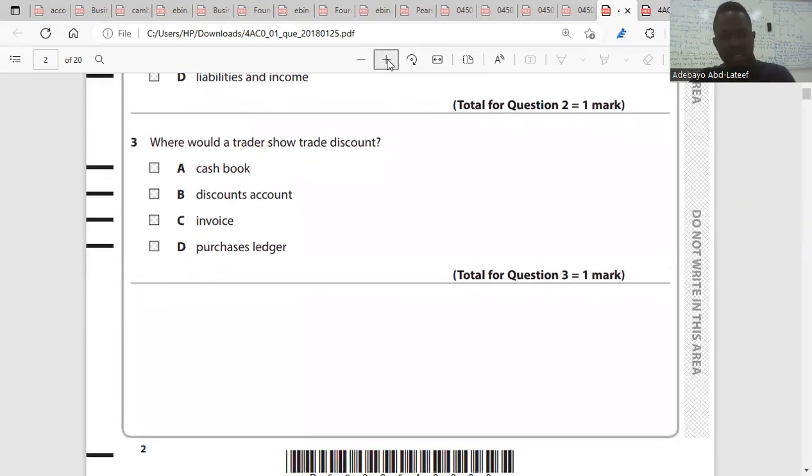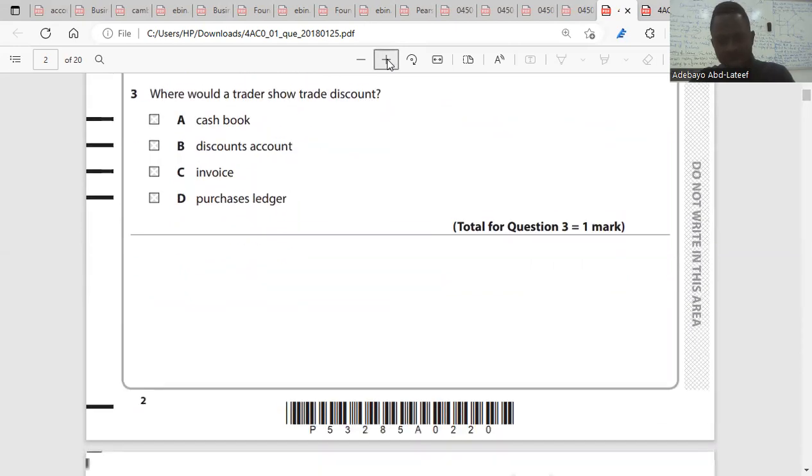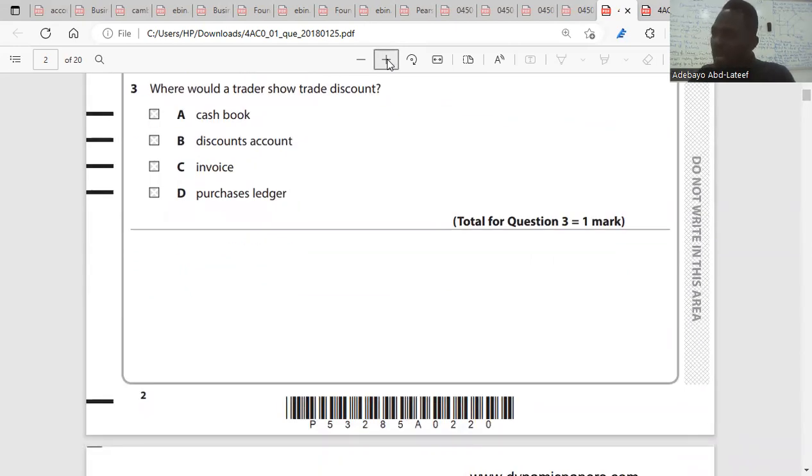Question 3. They said, where would the trader show trade discount? When I talk about trade discount, discounts are deductions you get on your invoice because you have purchased large quantities. That's why you're given a trade discount. Do you get it? So where would a trader show trade discount? The trade discount is shown on the invoice you used. And what is an invoice? An invoice is a document stating that a customer has purchased certain products on credit.